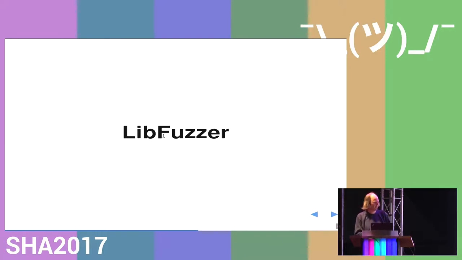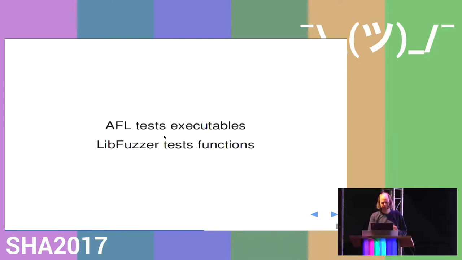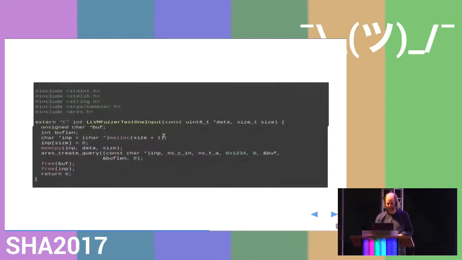There's another tool called libFuzzer, which is based on the same basic idea of fuzzing. It's using this coverage-based fuzzing with code path detection. But the difference is that AFL is for testing executables, and libFuzzer is testing functions. So here's an example.